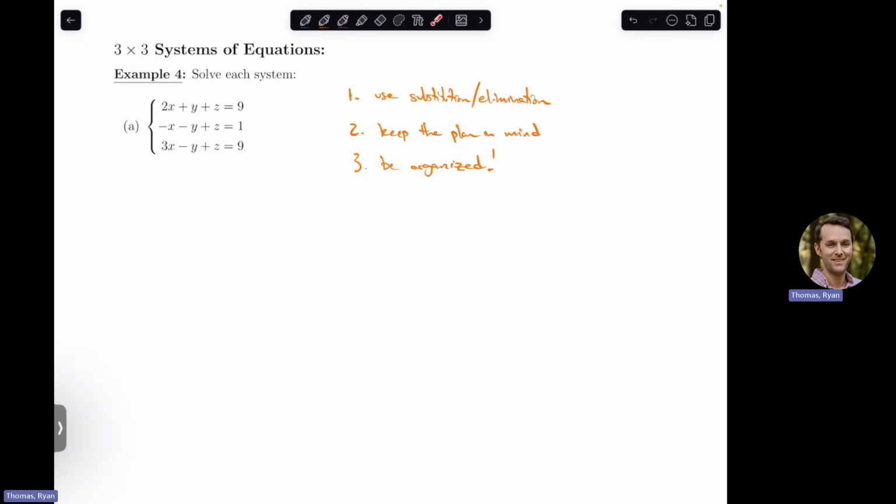The general idea is that we're going to use, again, our tools, substitution and elimination, to reduce this 3 by 3 system to a 2 by 2 system, then to a single equation that we can solve. Once we have one thing, we just start reversing our steps again and getting back to an actual solution.